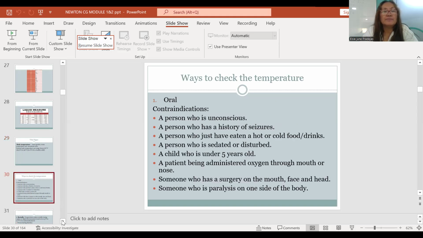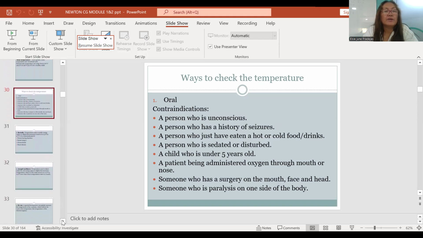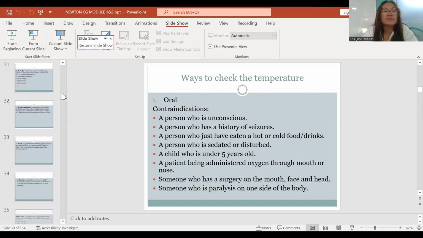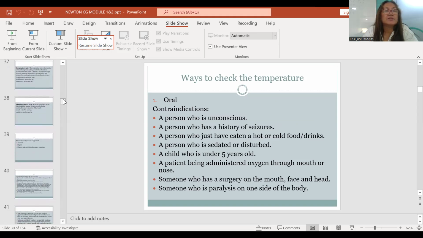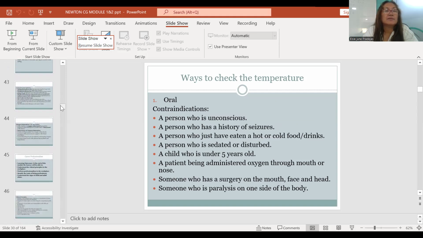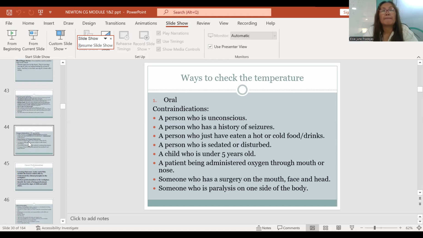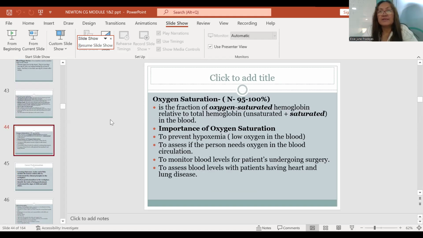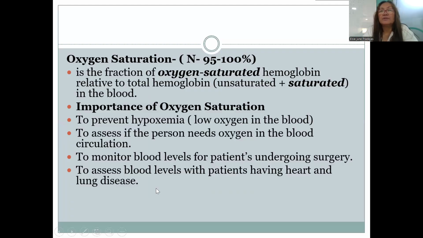With the oxygen saturation, what is the importance of taking the patient's oxygen saturation? Okay, to prevent hypoxemia. So what is hypoxemia? Hypoxemia is low oxygen in the blood. Once your oxygen is going down, then the result of your oxygen saturation is low. And we call that hypoxemia.